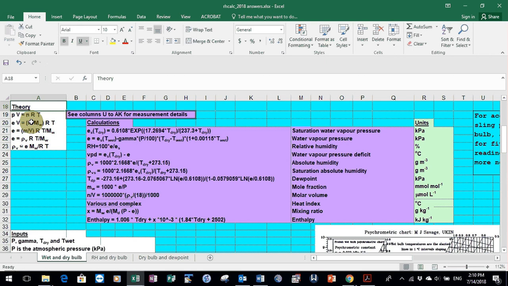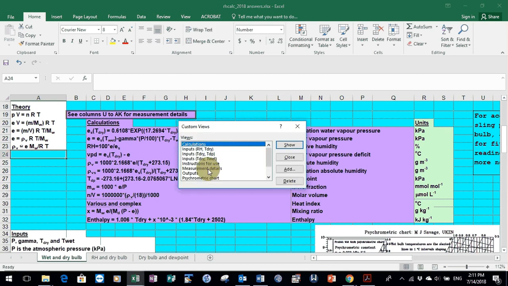The fundamental equation that is used is the ideal gas law equation that allows the calculation of absolute humidity from vapor pressure, molecular mass of water vapor, universal gas constant, and gas temperature. The calculations are listed here, not all of them though. Most of them are empirical. Some of them are quite simple and well known, like the relative humidity and the vapor pressure deficit. Also calculated is the heat index, the mixing ratio, enthalpy, and others such as mole fraction and molar volume. The terms are shown here and the units are shown here.